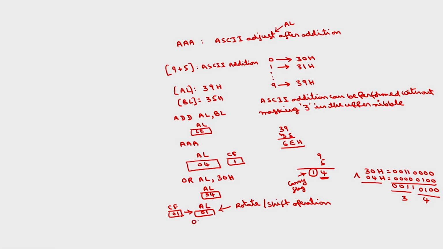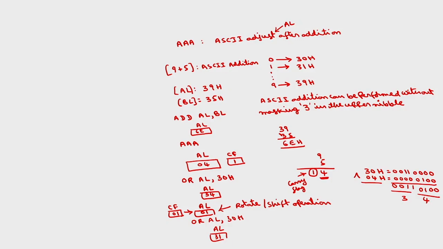Then again OR AL with 30H, so that now AL will be having 31H. So, this gives the result as 2 ASCII characters: 4 corresponds to 34, and 1 to 31, which we can store into AL. Of course, if you want, you can move it into some other register, because here you are using AL. This is how we can adjust the ASCII addition. After ASCII addition, the result will be stored back as ASCII by means of this AAA instruction. So, this is how the ASCII result will be stored in AL.